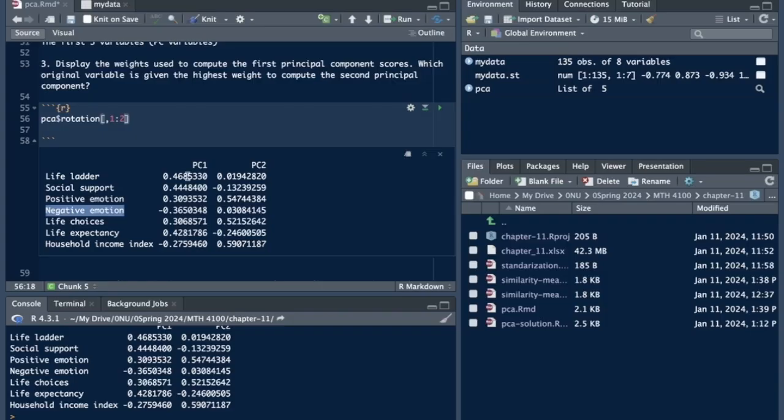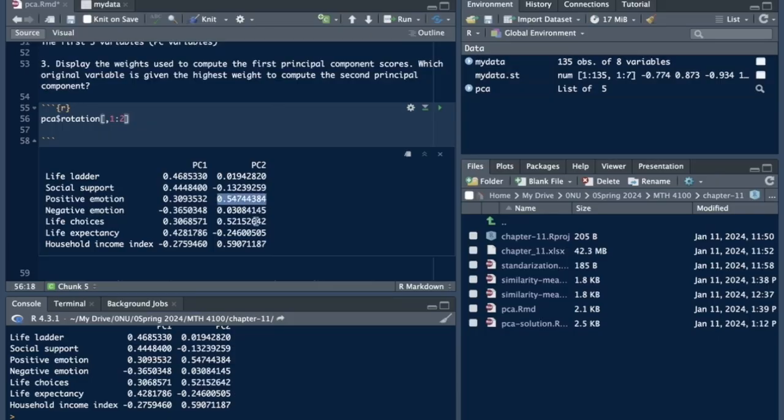The question doesn't ask about the first principal component, it asks about the second principal component. So which variable contributes the most to creating the second principal component? It's the household income index. It's about 0.59 as a weight. This contributed the most. Also, this has high contribution.